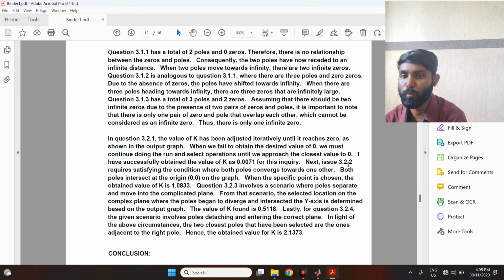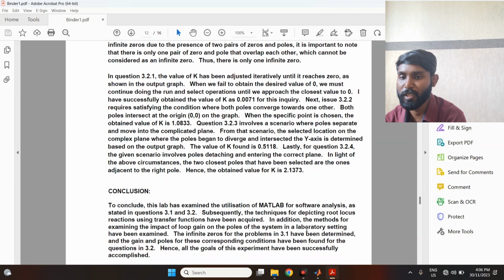Next is 3.2.2, where poles intersect at the origin on the graph. When the specific point is chosen, the obtained value of k is 1.0833. Question 3.2.3 involves a scenario where the poles separate in the complex plane, begin to diverge, and intersect at the y-axis, determined based on the output graph. The value of k found is 0.5118. Lastly, for question 3.2.4, the poles detach and enter the right half plane. The closest poles selected are the ones adjacent to the right pole. Hence, the obtained value for K is 2.1373.